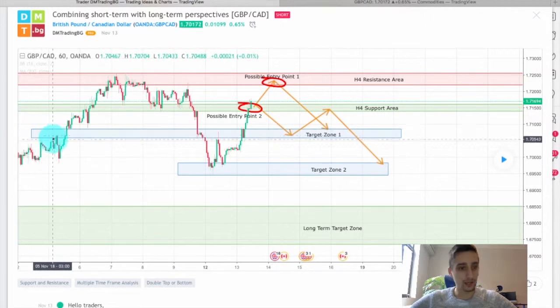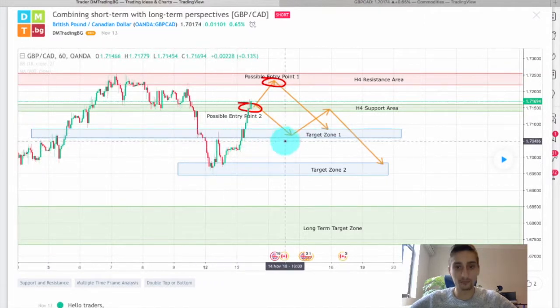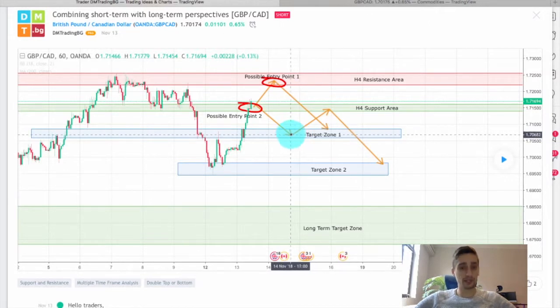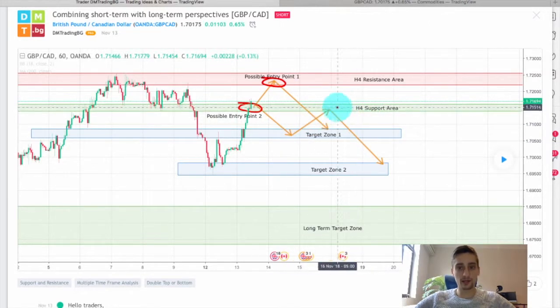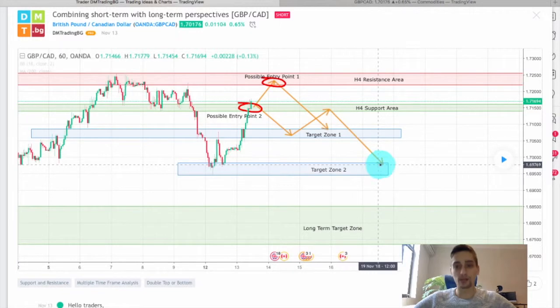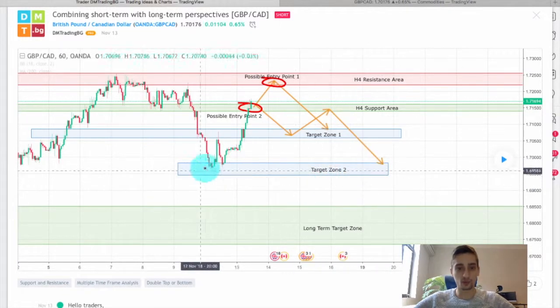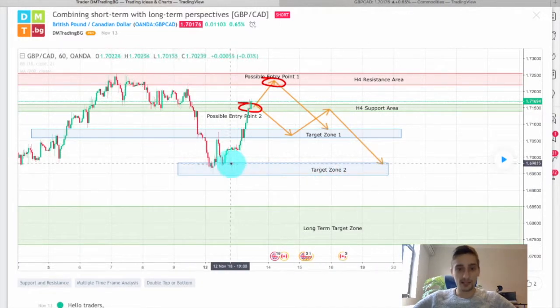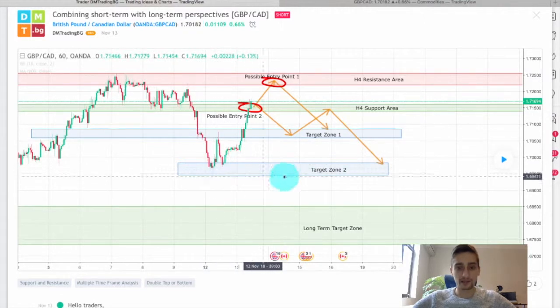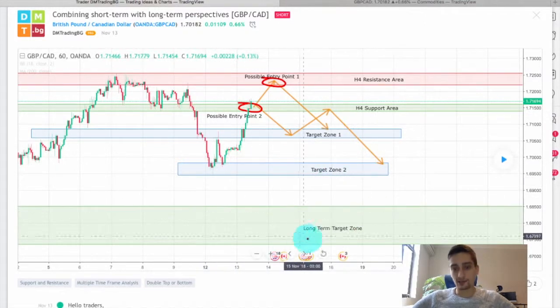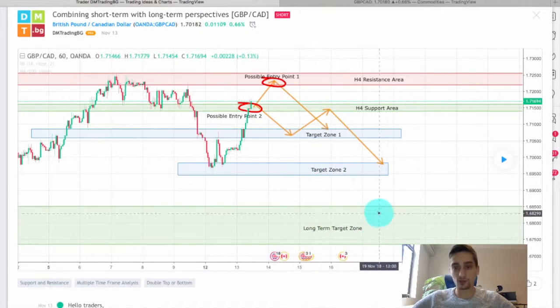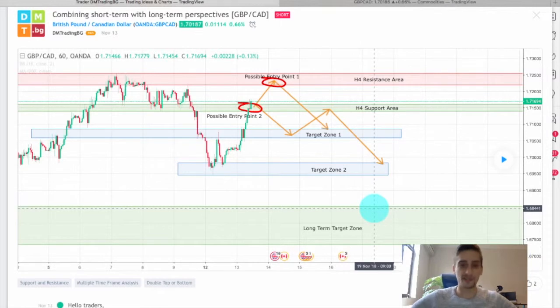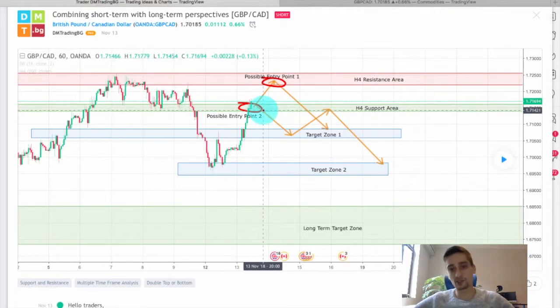You can see how the price reacted from that zone, and then probably we were going to anticipate a correction back to that area and a new stronger wave down to our target zone 2, which represents the last bottom the price made. We also had this long-term target zone. Of course, this is for our partial trades or swing trades on this pair. Now, this was the first scenario.